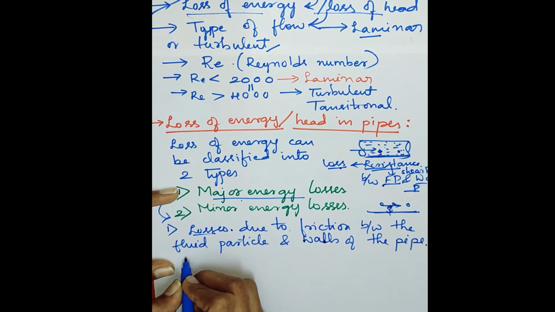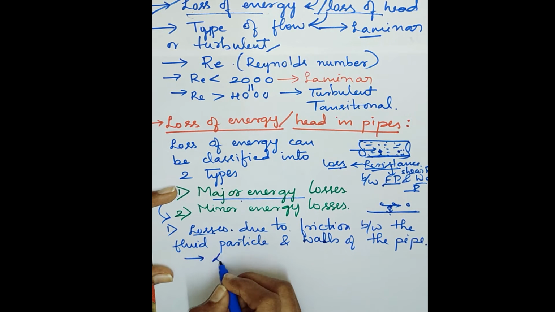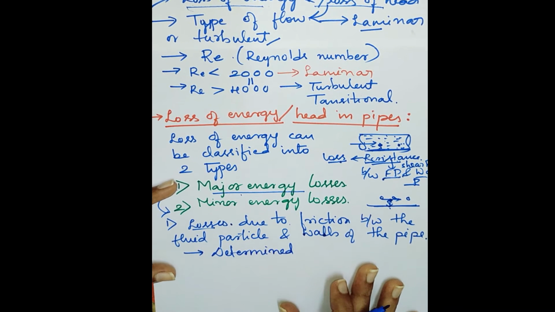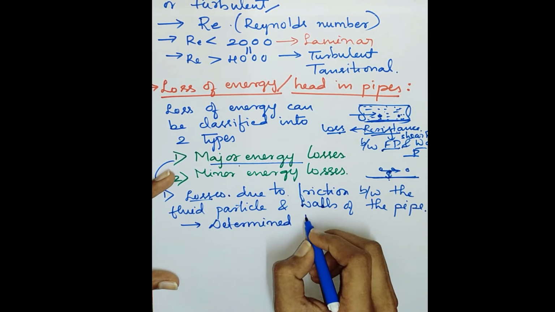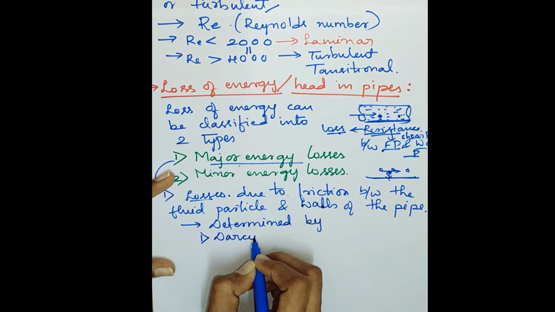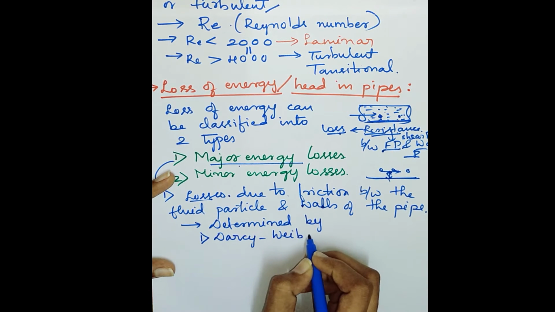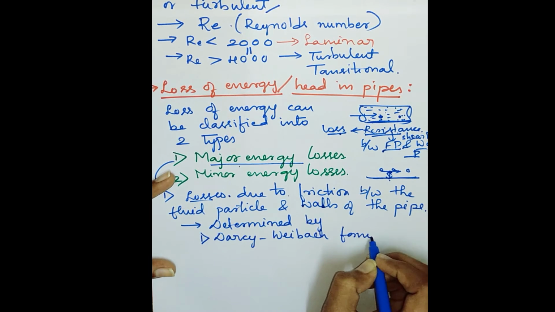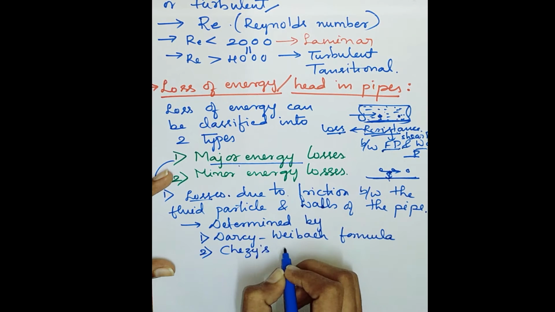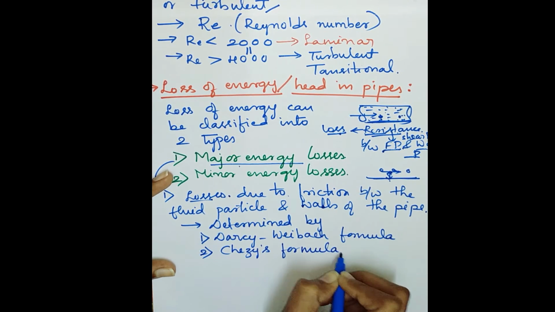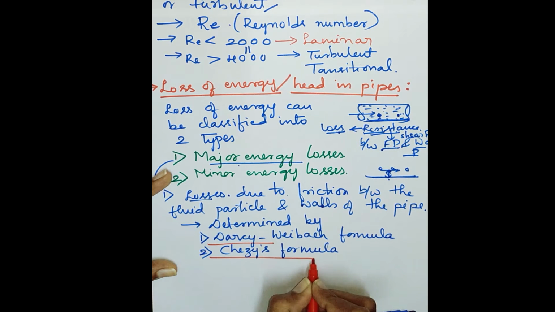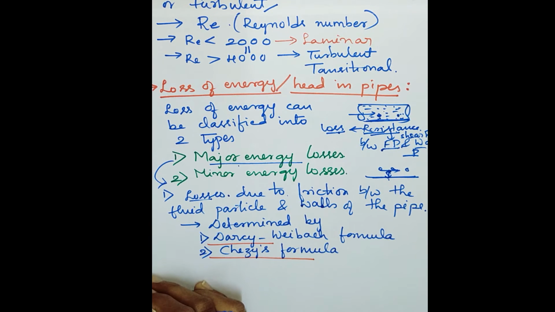And here, this major loss is determined using two equations. The first one is the Darcy-Weisbach formula, and the second one is the Chezy formula. So these are the two formulas which are used to determine the major energy losses.